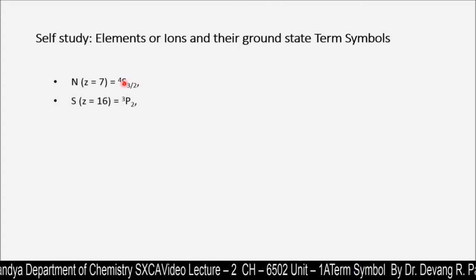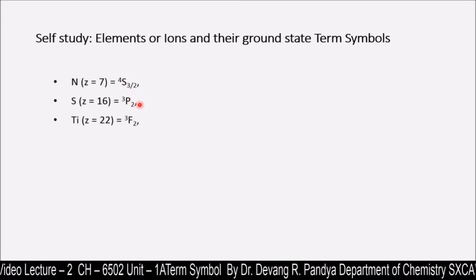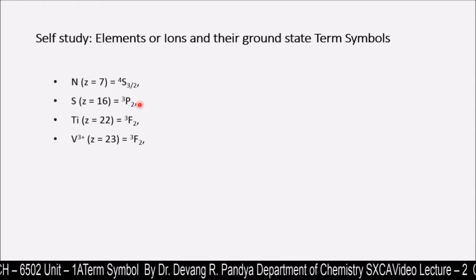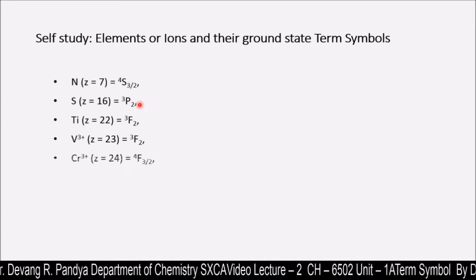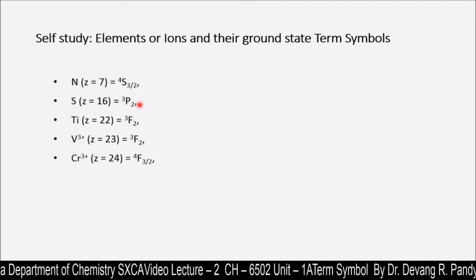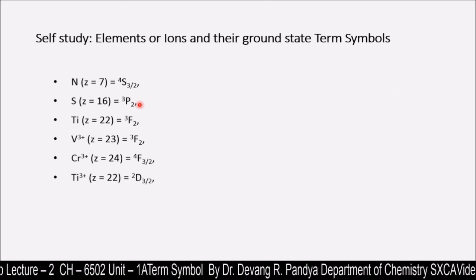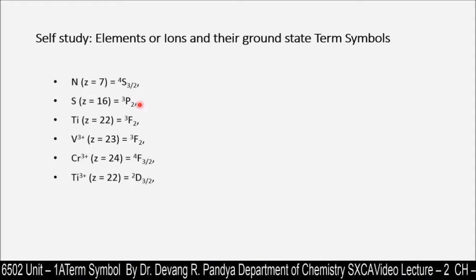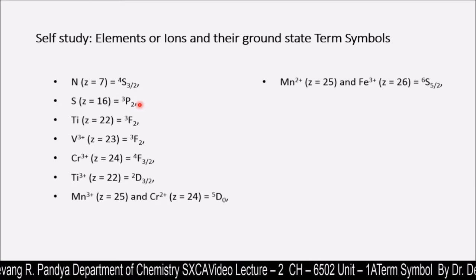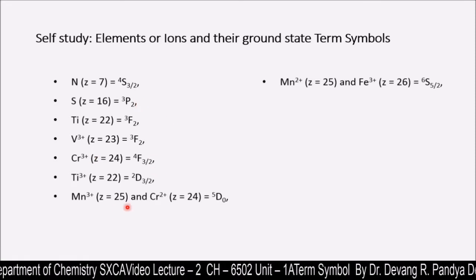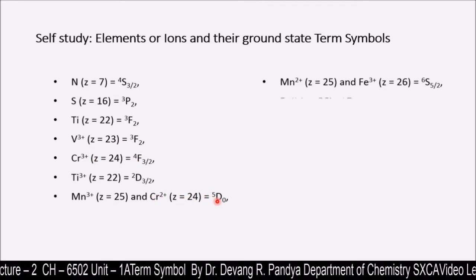This is another example. The sulfur ground state term symbol would be triplet P2. For titanium, it is triplet F2. For the vanadium plus 3 ion, the ground state term symbol is triplet F2. For chromium, Z is equal to 24, it is quintet F 3 by 2. For the titanium plus 3 ion, it is doublet D 3 by 2. For manganese plus 3 and chromium plus 2, because the configuration is similar, we get a similar ground state, that is quintet D0.